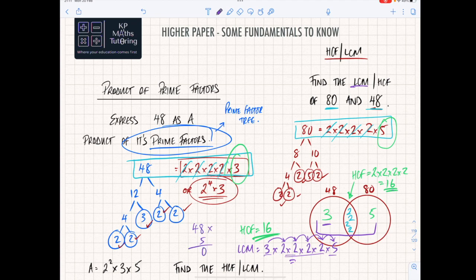48 times 5, so 5 8s are 40. 5 times 4 is 20, 240. Okay, so that would be how you would find your lowest common multiple.